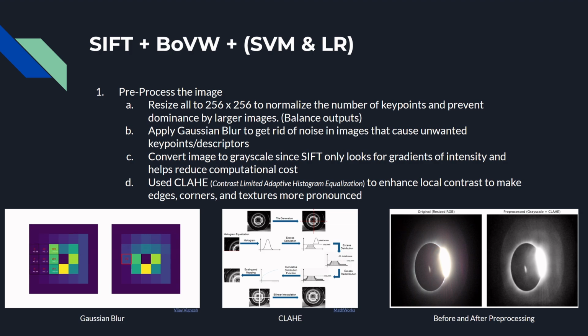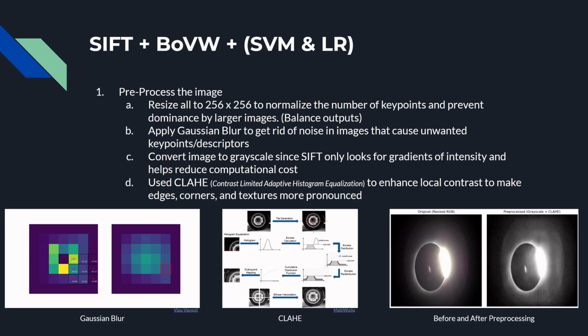And then we convert the image to grayscale, since SIFT only looks for gradients of intensity and helps reduce computational cost. If this were a red, green, and blue RGB image, it would take 3 times longer to process. We then use CLAHE, which is contrast limited adaptive histogram equalization, to enhance local contrast to make edges, corners, and textures more pronounced. We can see from the second image kind of how CLAHE works.